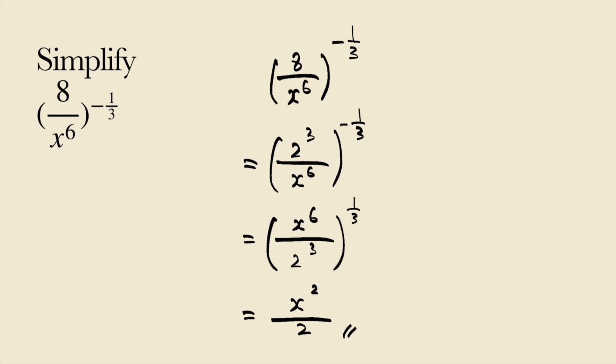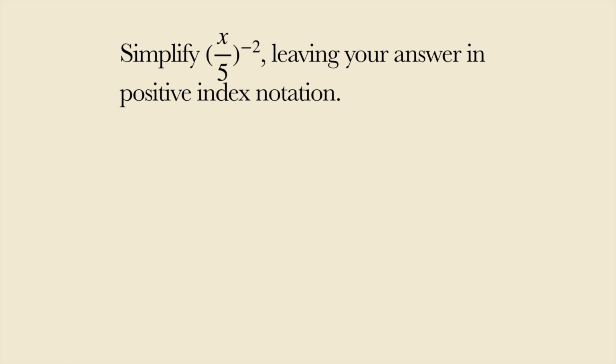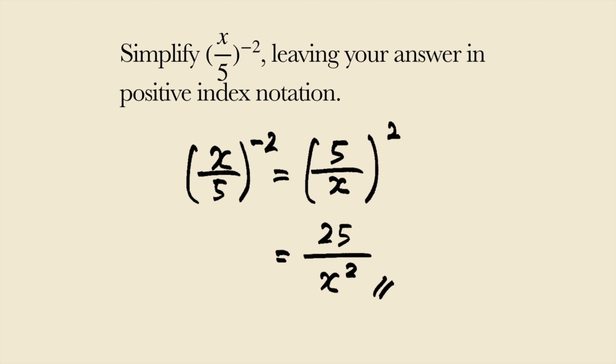Do you have to write 2 power 1? No, just write it as 2. Okay, our power here is negative 2. So what can we do? We can flip the insides, making the power positive 2. And finally, square 5 and square x. So that's 25 over x squared.